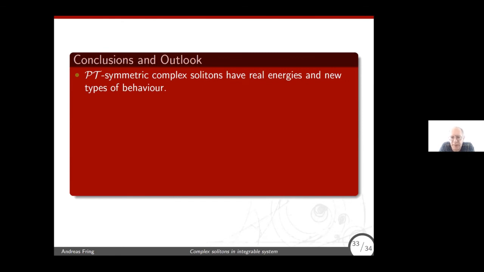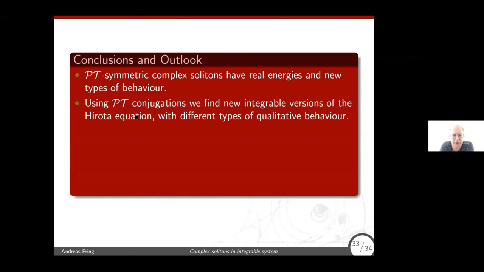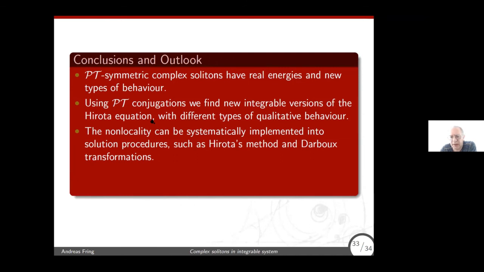But the examples I showed you work, and there are plenty of examples one can find. One can find new types of behavior. One of the behaviors is that you can introduce non-locality. And the other type of new behavior is that we can carry out degenerate limits, and we can study solutions of these type of systems. And then I showed you a little bit how this is implemented in the solution procedures.